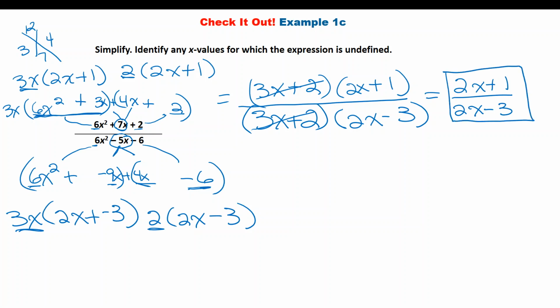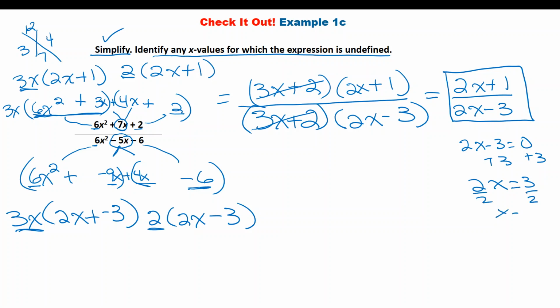Okay, so there is my simplified part of it. Now I have to identify any x values for which the expression is undefined. Well, it's good to go ahead and check on this one. So 2x minus 3 equals 0. Add 3 to both sides. We have 2x equals positive 3. And then divide both sides by 2. And we have x equals 3 over 2.